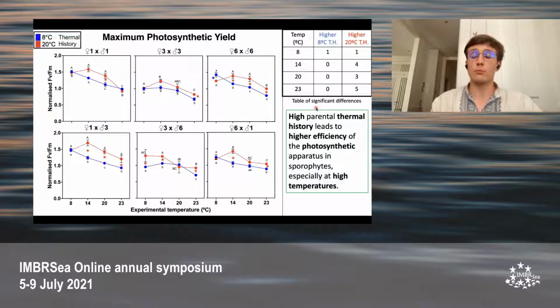while there is not much difference at the experimental temperature of 8 degrees, as we go on to higher temperatures, actually most of the crosses showed an increased photosynthetic efficiency when coming from a higher thermal history. So this suggests that the high thermal history leads to a higher efficiency of the photosynthetic apparatus in the sporophytes, and especially at high temperatures, which is very relevant in the context of climate change, where these algae will be exposed to increasing temperatures.